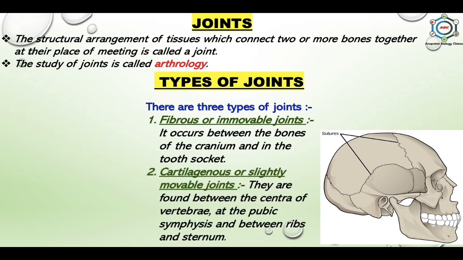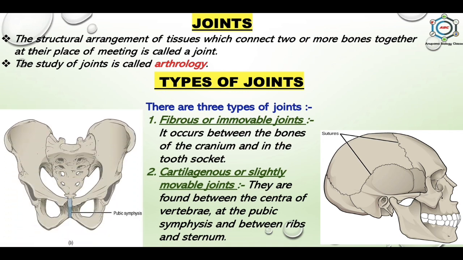Second is cartilaginous or slightly movable joints. They are found between the centra of vertebrae, at the pubic symphysis, and between the ribs and sternum. This is the structure of the pubic symphysis. In the picture you can see the attachment point.